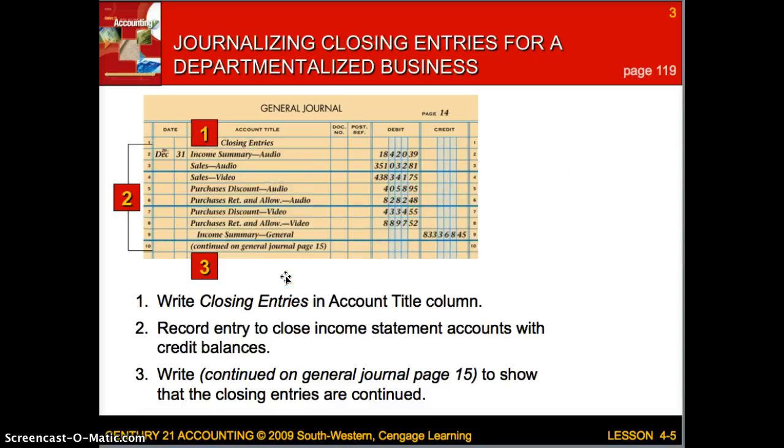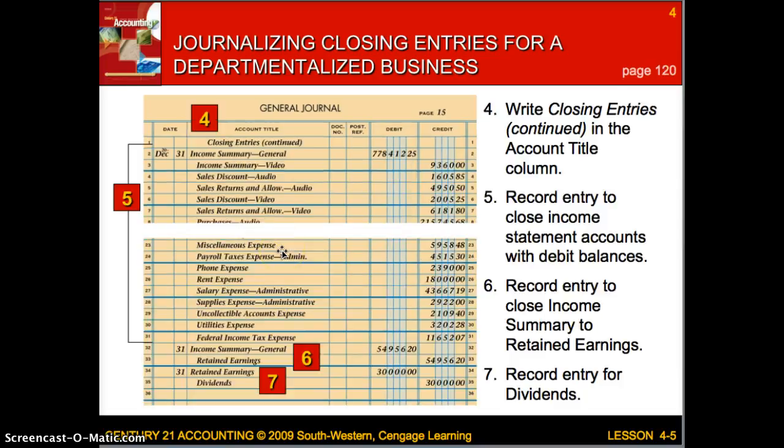Then we'll write our closing entries in the account title column, and we'll record entries to close the income statement accounts with credit balances first. Write continued on the General Journal page 15 to show that closing entries are continued. You won't need to do that in Aplia, but there it is.